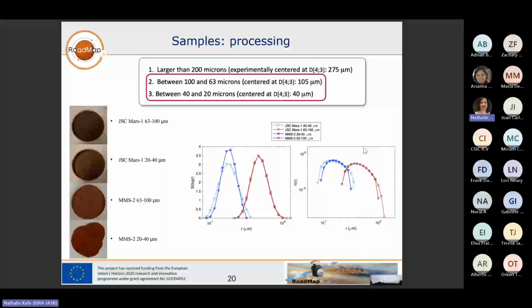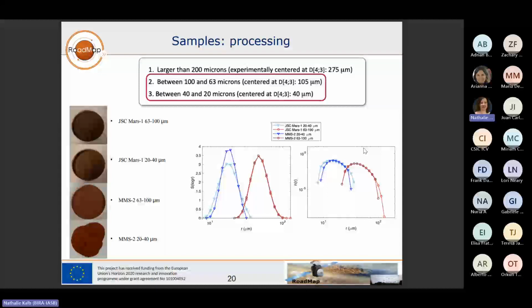So what we retrieved were size distributions between 20 to 40 micrometers and between 63 and 100 micrometers. And then of course we have the bulk sample, but this is what we used, those two smaller size distributions first. And I think it's better to look at the other screen for the colors. So here we have the JSC Mars 1 with two different size distributions.